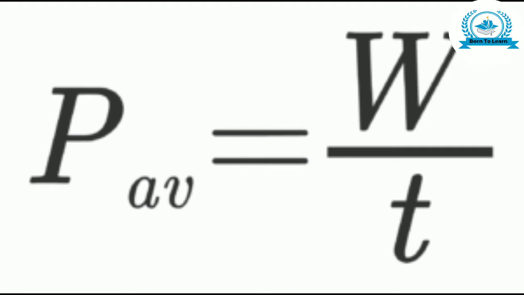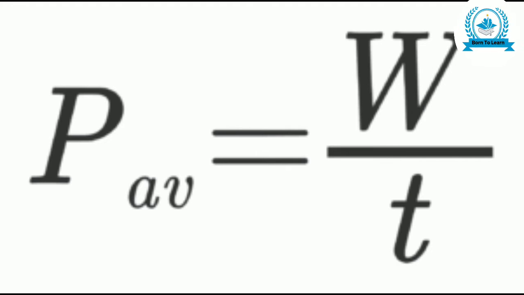Thus, the electric power in watts is found by multiplying the potential difference in volts by the current in amperes. We can write down the above formula for electric power in watts as follows. Electric power equals potential difference into current. Electric power equals voltage into current. We have just obtained a formula for calculating electric power, which is P equals V into I.